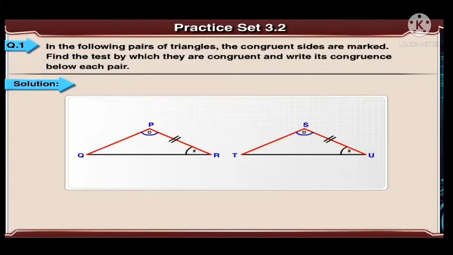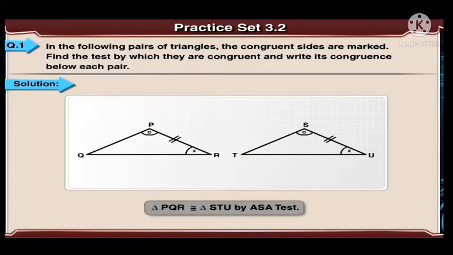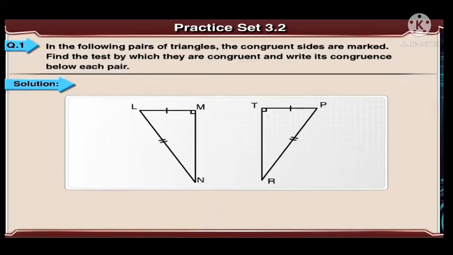Look at the third pair. The two angles and the included side of triangle PQR and the corresponding angles and included side of triangle STU are congruent. Therefore, triangle PQR is congruent to triangle STU by ASA test. Look at the fourth pair.